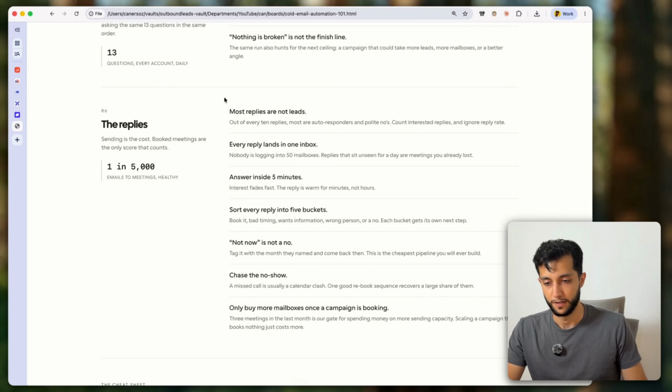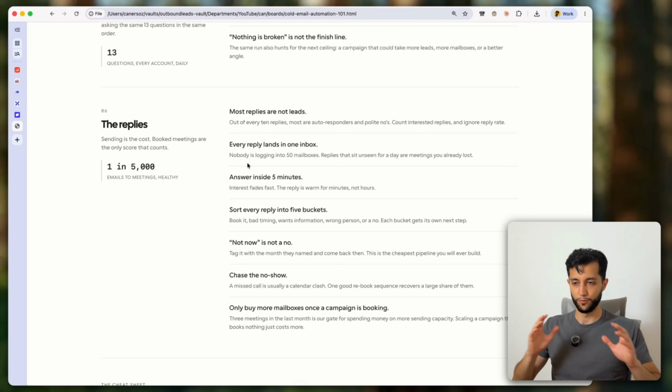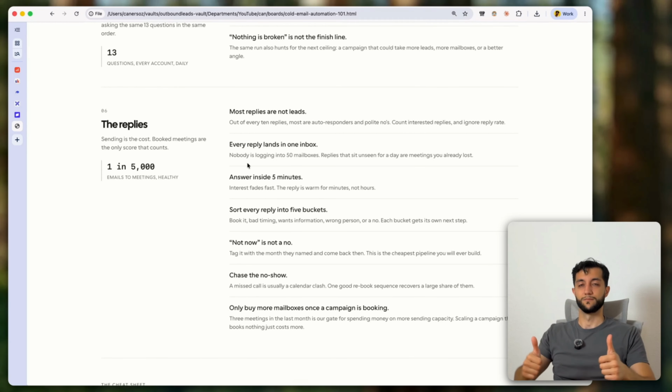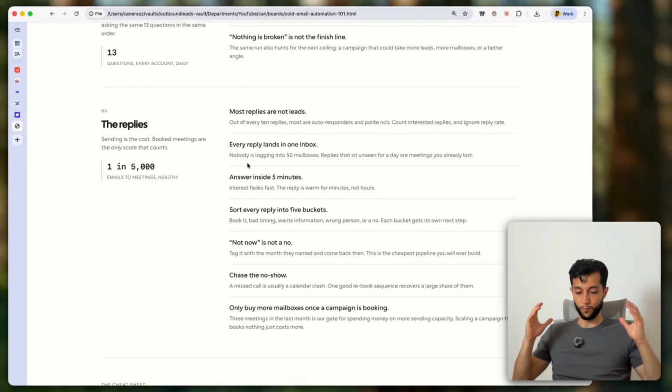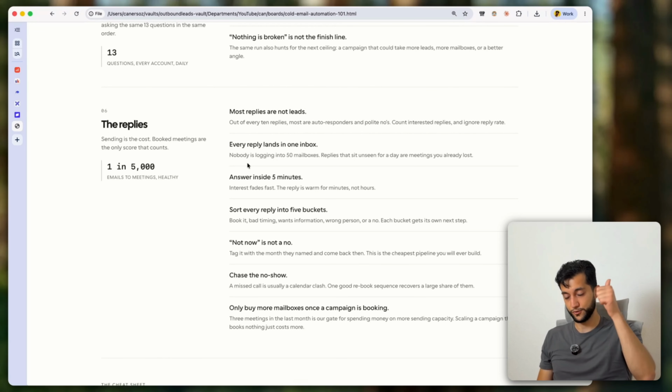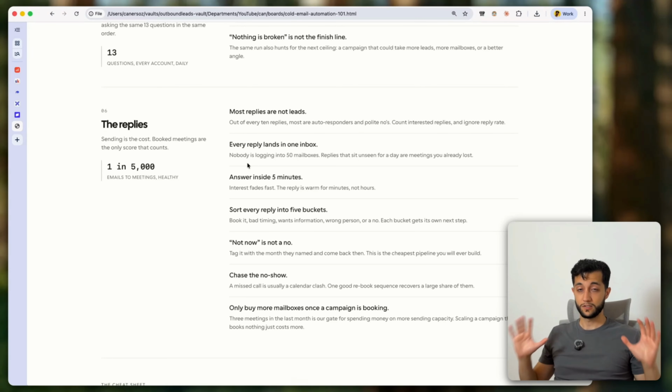A couple basics. I'll skip a couple of them because they are not that important. AI just did AI stuff in here. So a couple important things. If you're getting responses, that's a good sign. Why? They tell you you're landing in their primary inbox. If you're getting out of office messages, that's a good sign because you're most likely landing in the primary inbox. That's a good thing.